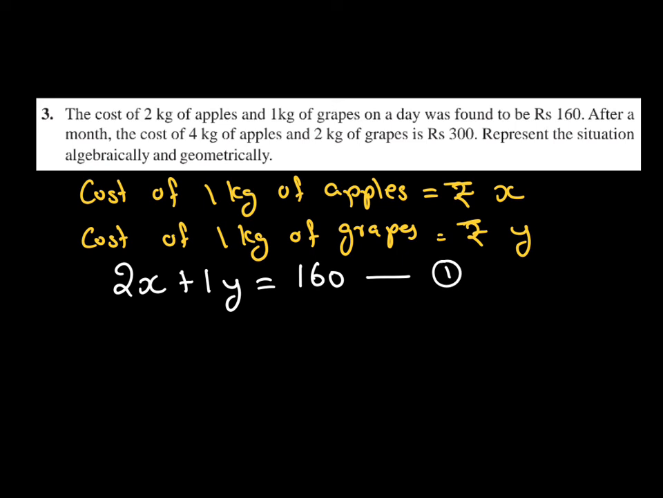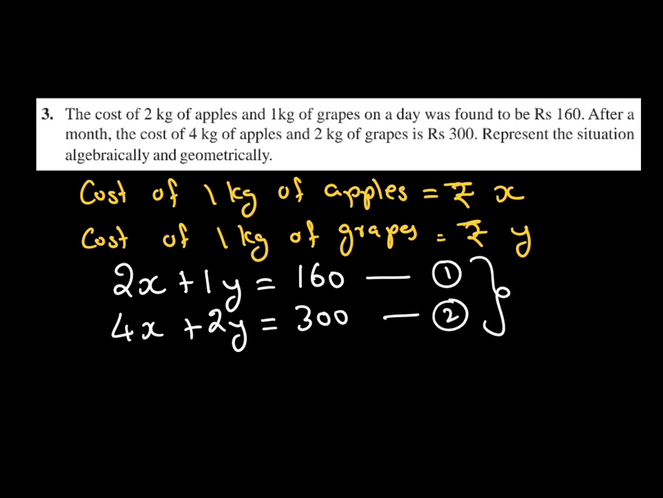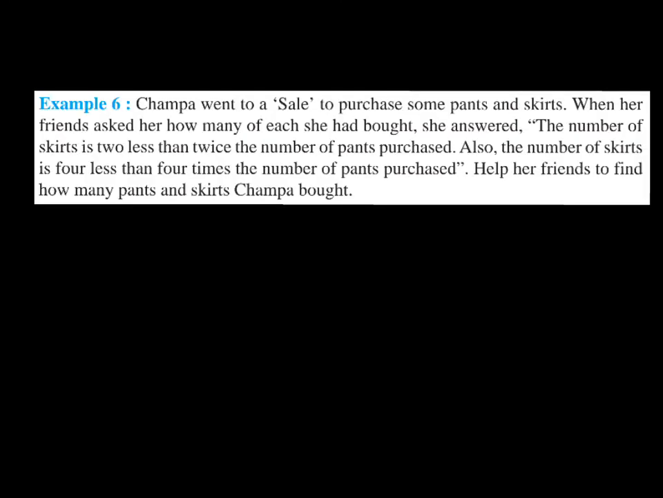In the second case, the cost of 4 kgs of apples is going to be 4x, and 2 kg of grapes is going to be 2y, and the cost of that is 300 rupees. So this is the second linear equation, and we can graph them together.